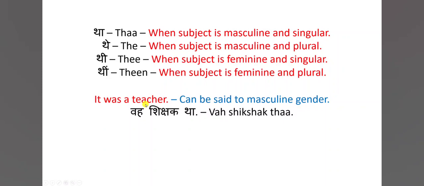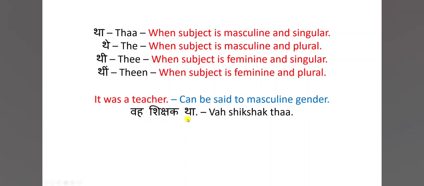Okay. Next, it was a teacher. This sentence doesn't make any sense. We do not say it was a teacher. But just to help you understand the concept, I have framed this sentence. You can say this to anything belonging to masculine gender. Let us say there is a cartoon character and you want to say it was a teacher.